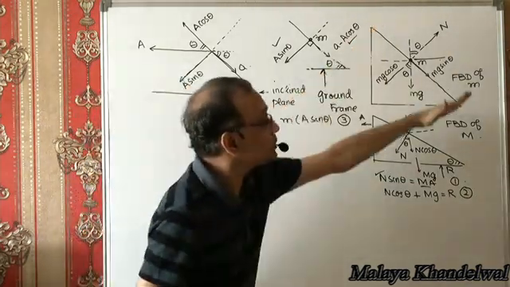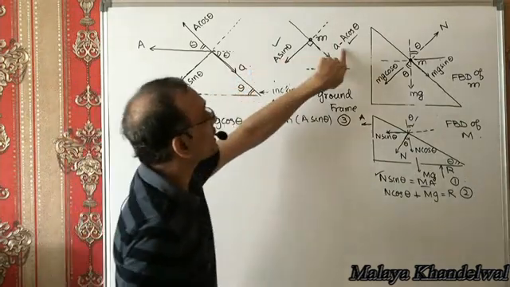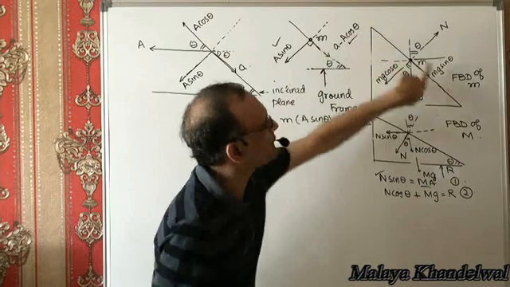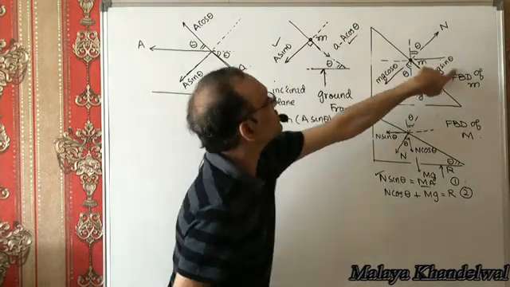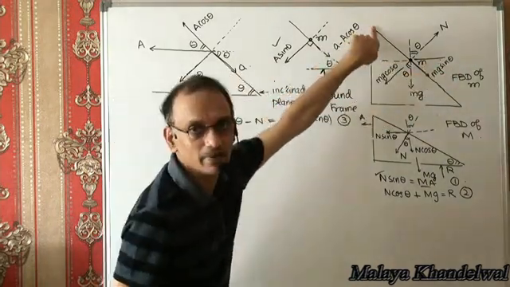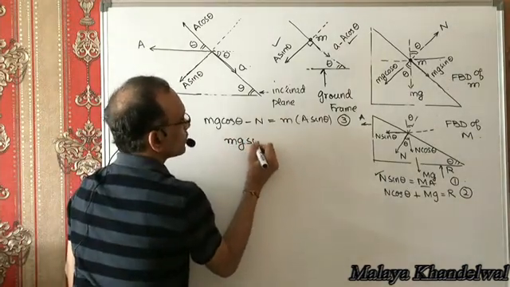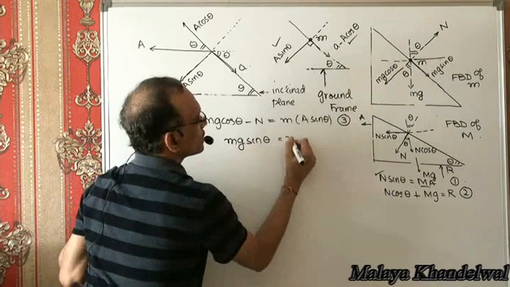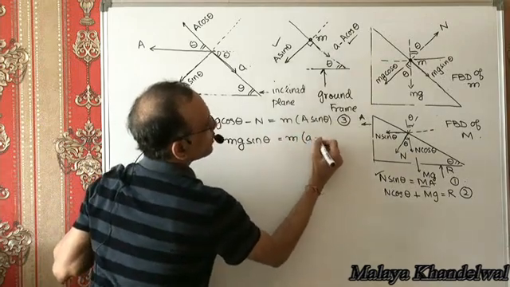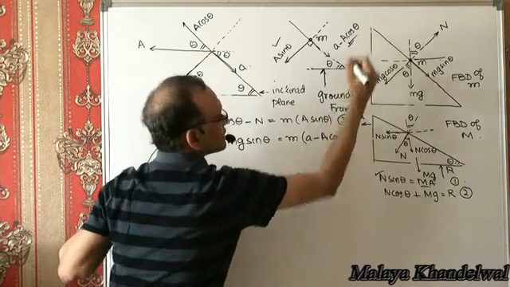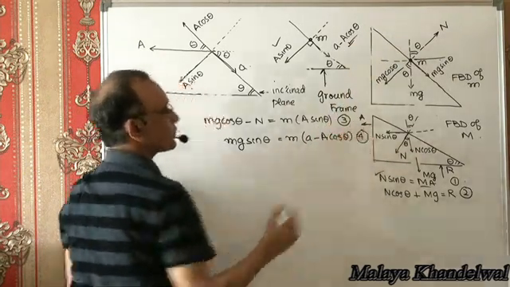Now, parallel to the plane, what's the acceleration? Small a minus capital A cos theta. And what causes that? All forces parallel to the plane, that is mg sin theta. So mg sin theta causes small a minus capital A cos theta. That's equation 4, right?